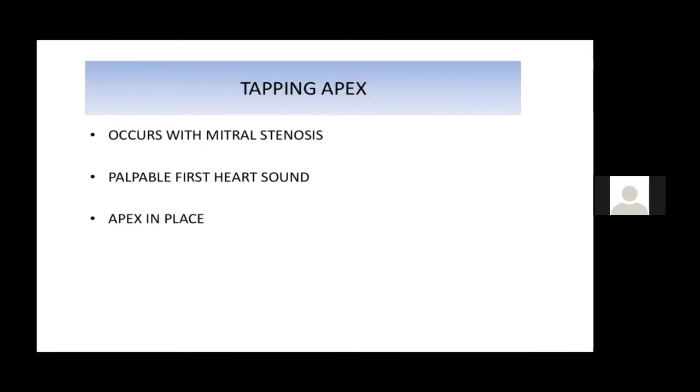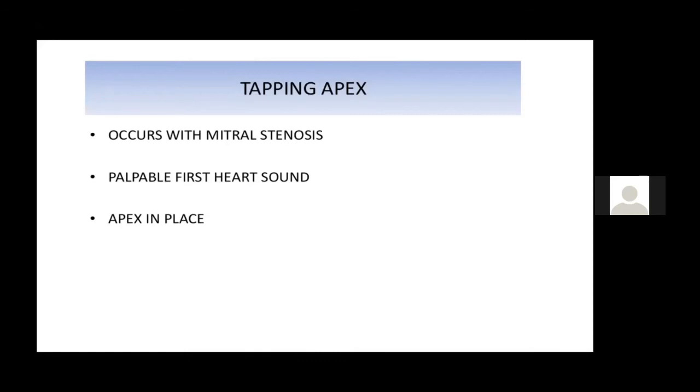A tapping apex, we know, doesn't raise your finger, so its duration is less than one-third of the systole. However, if it is associated with a loud S1 or a palpable first heart sound, most of the time it is not the first heart sound that is palpable, it is the tapping apex. So if it is associated with a loud first heart sound, and it is palpable but does not raise your finger, then it is called a tapping apex. The most important thing is it should never be displaced.